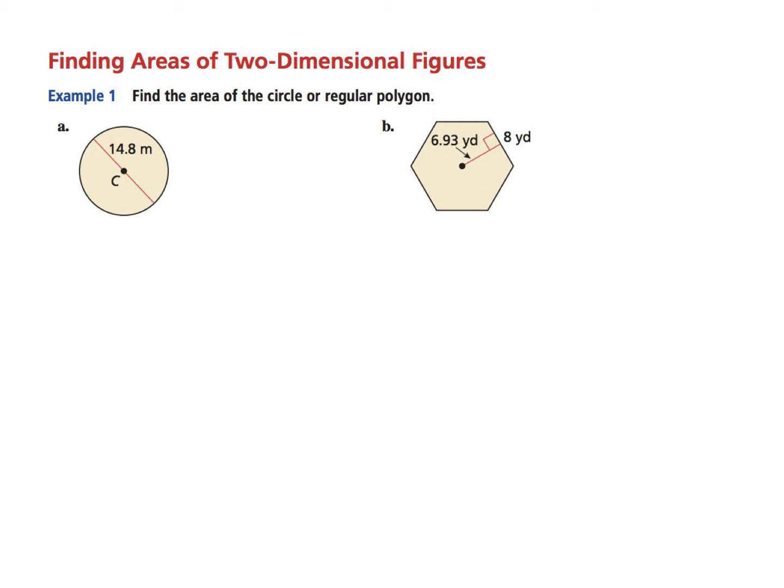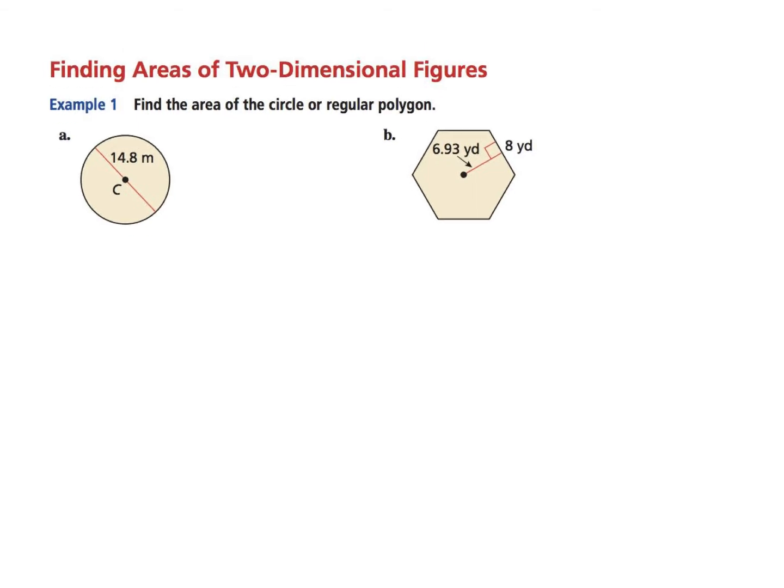So for example 1A, find the area of the circle. Right now it shows our diameter to be 14.8 meters. If our diameter is 14.8 meters, our radius is half of that. So our radius is 7.4 meters.